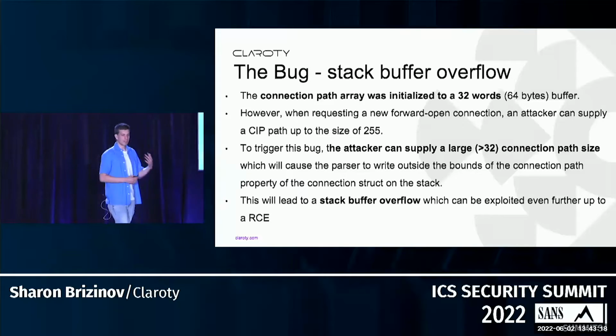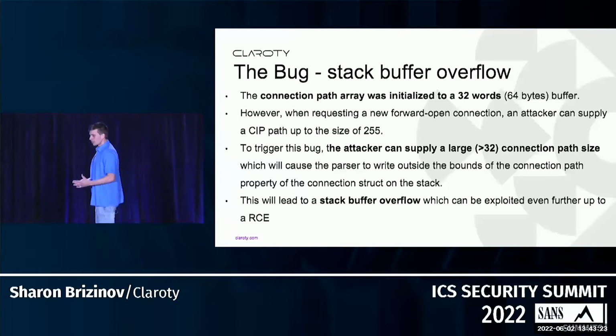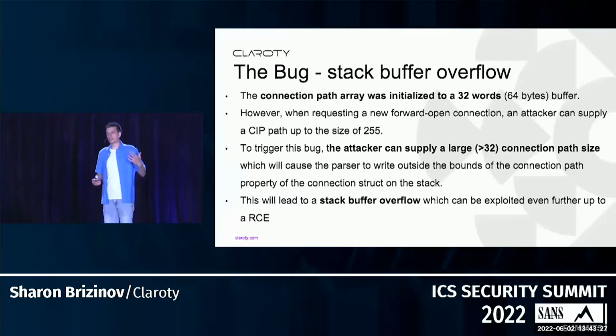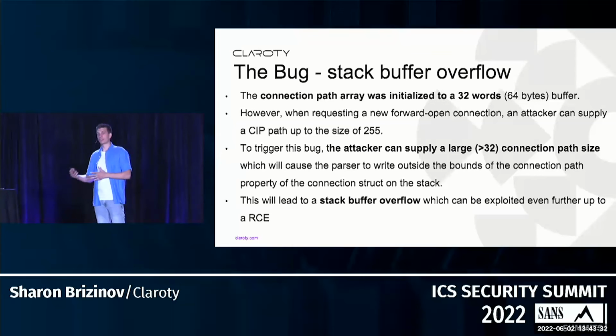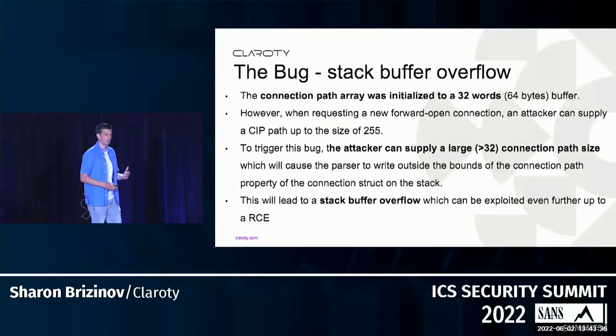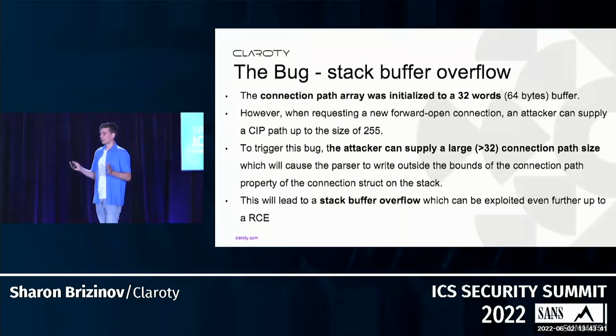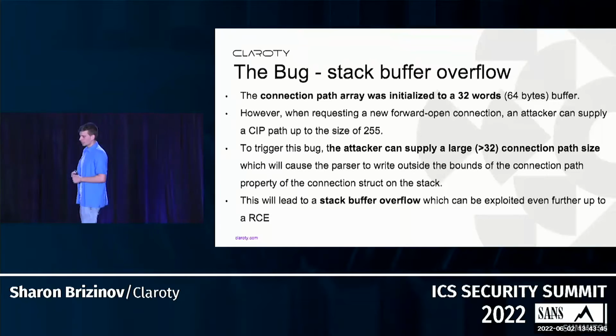This means that if an attacker would send a CIP path greater than 32 words, since the array of the CIP path was allocated on the stack, a buffer overflow will occur, and the attacker could potentially exploit it to remote code execution if they smash the stack with their own data and jump to a shellcode. And again, we're talking about old firmwares with no ASLR and DEP implemented. So this is a kind of trivial memory corruption vulnerability.